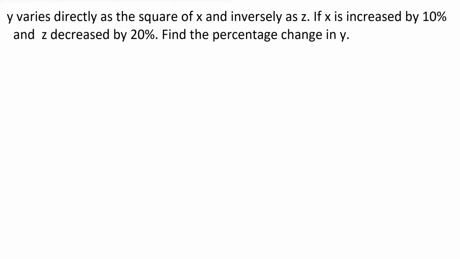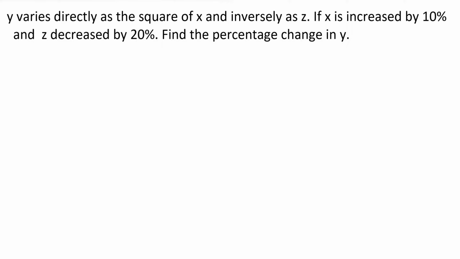Hello dear friends, we have a direct and inverse variation question. Actually, we can say it is a joint variation question, and we are told that y varies directly as the square of x and inversely as z. If x is increased by 10% and z decreased by 20%, find the percentage change in y.